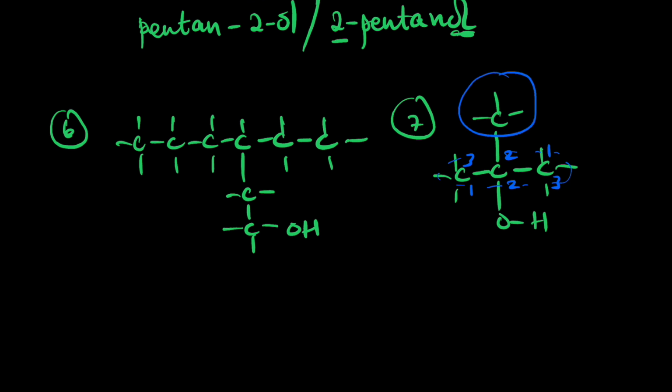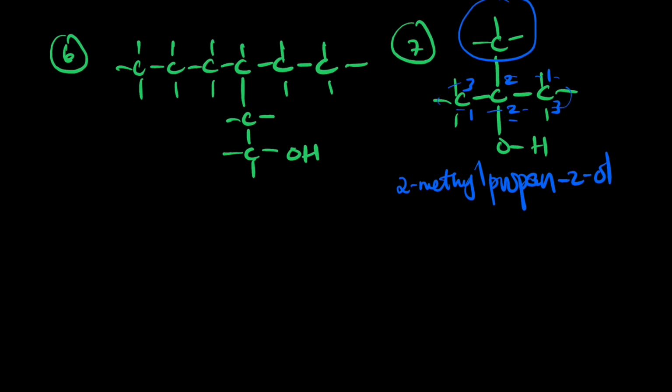So now in this case, we have a branch there, the methyl. We're going to start with the branch. It's 2-methyl. The methyl is in carbon 2. So it's 2-methyl and then propane. And then the alcohol is in 2 as well. It's 2-ol. I hope I make sense.